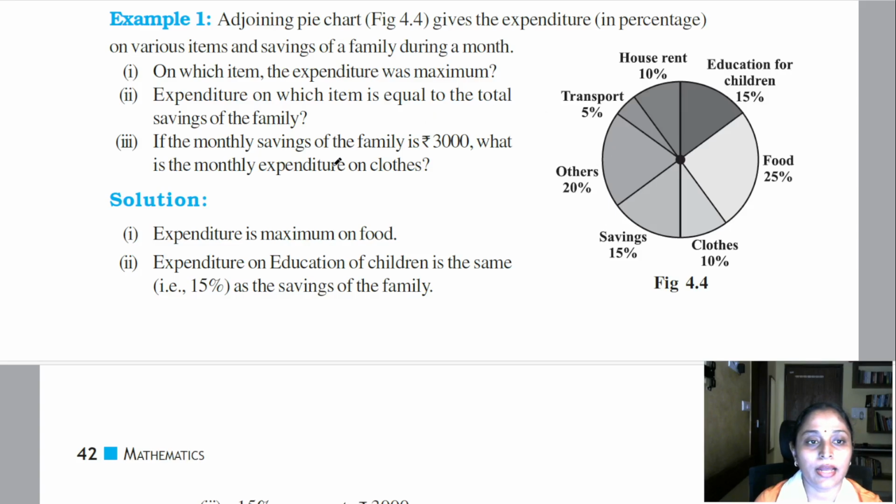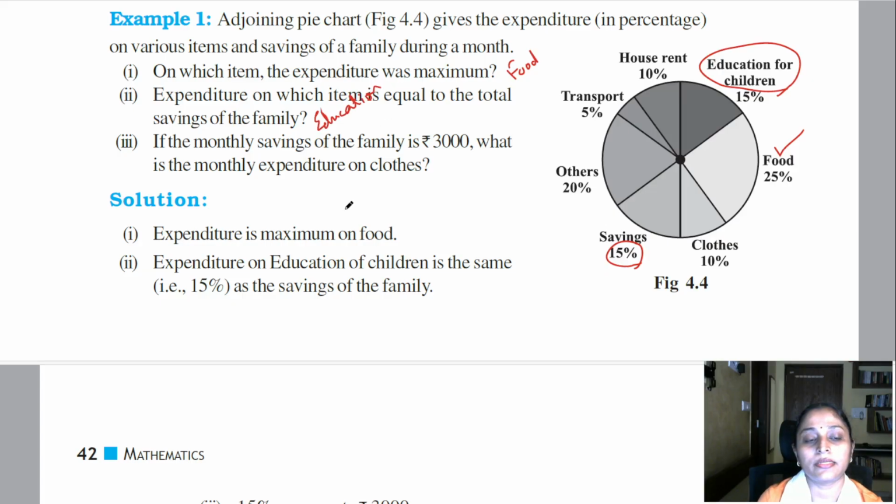So now the first question they're asking is, on which item is expenditure the maximum? Naturally we have to look at the size of the pie. So the largest pie here is food. So the maximum expenditure is on food. Expenditure on which item is equal to the total savings of the family? The total savings of the family is 15%. Which other category has 15% expenditure is what they're asking. So here you can look at these percentages. You will see that education is taking up 15% of the income. Therefore, the answers here are food and education.